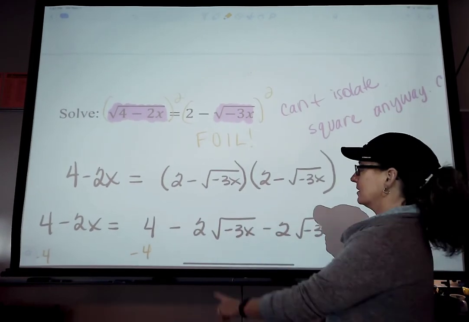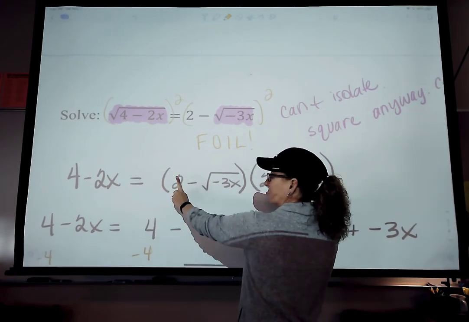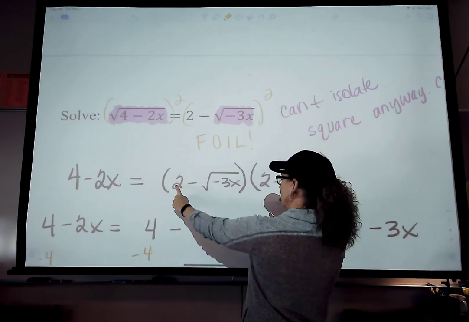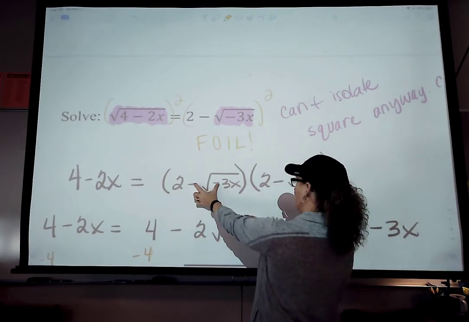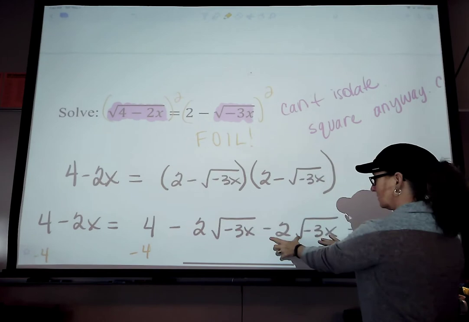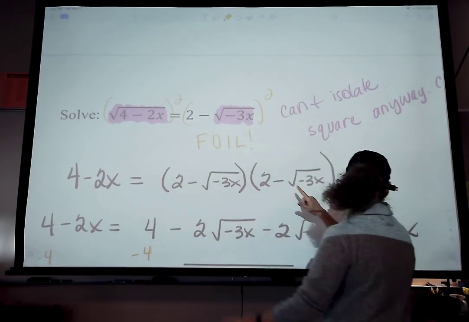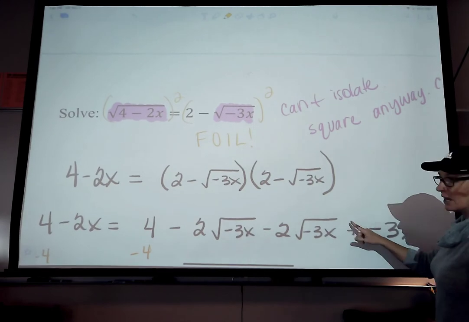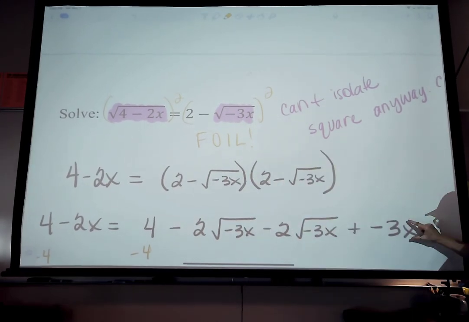All right, here we go. I got first. Outer, this. Inner, this and this. Last, a negative times a negative is a positive, and the radical times the radical is no more radical.